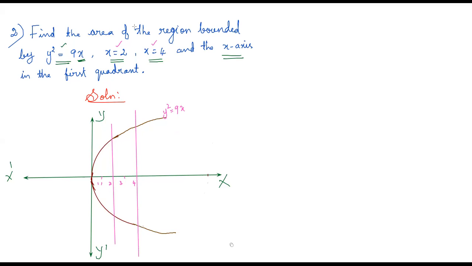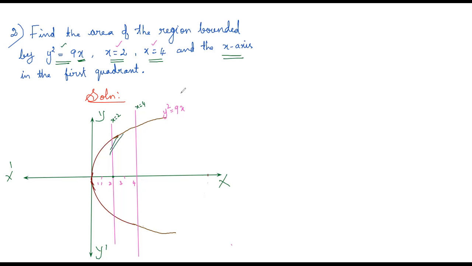Okay, x is equal to 2 and x is equal to 4. So you can now guess the area of the region that is to be found. It is the curve y squared is equal to 9x in the first quadrant, and x is equal to 2, this line, and x is equal to 4, this line, and the x-axis. So x equal to 2, x equal to 4, the x-axis, and the curve. So this is the region to be bounded.